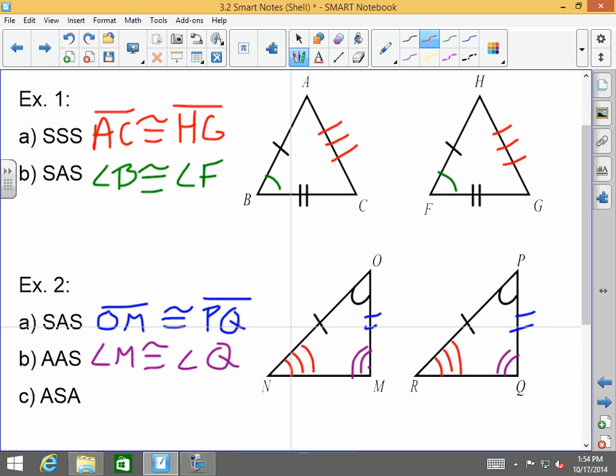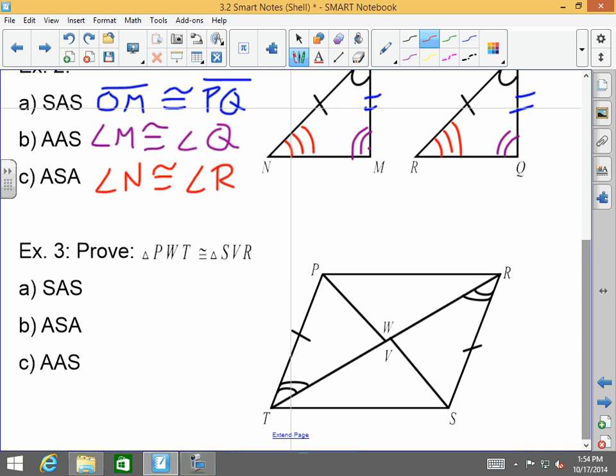Phenomenal. Because angle, side, angle. Excellent, sir. Angle N must be congruent to angle R. Well done. Making sense? All right. I'm going to continue now.